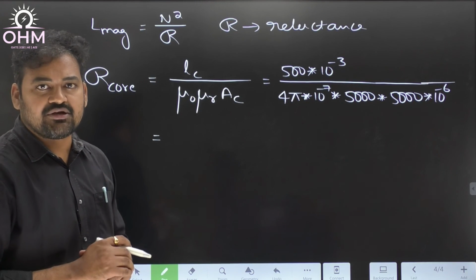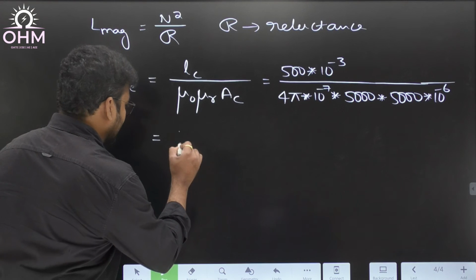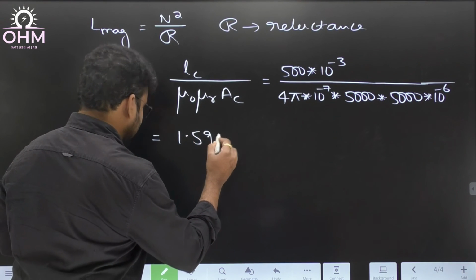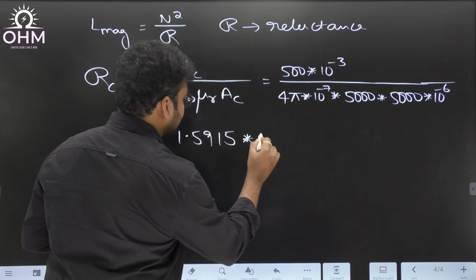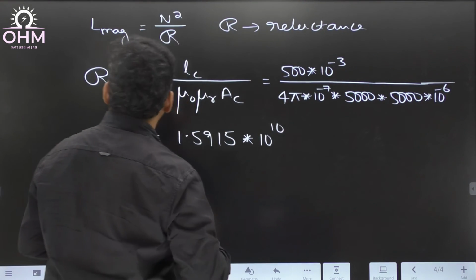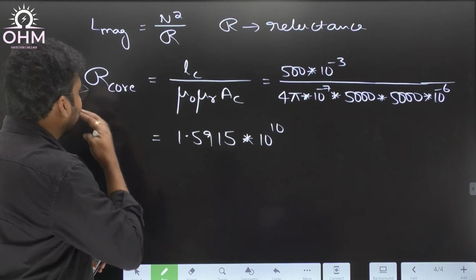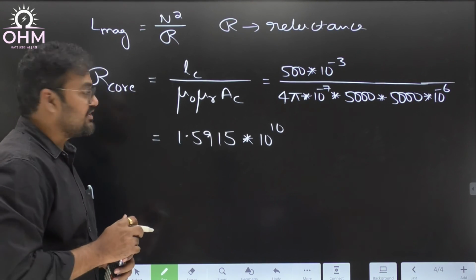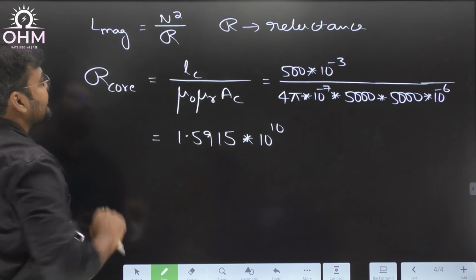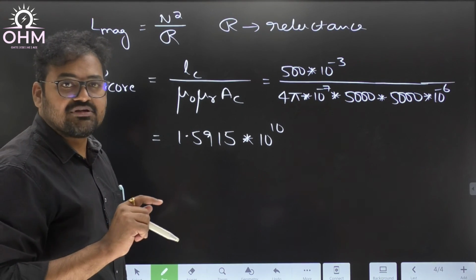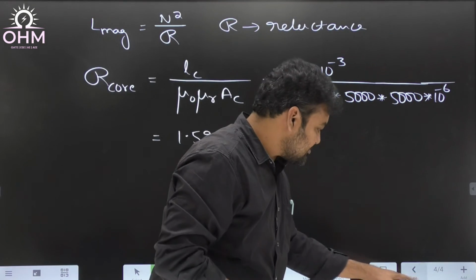Okay, let's calculate it. I'm getting 1.5915 into 10 power 10. So this is going to be the reluctance value I am going to get. Keep it aside, the reluctance value. Then I need the number of turns, but to calculate the number of turns, we have voltage information, right?